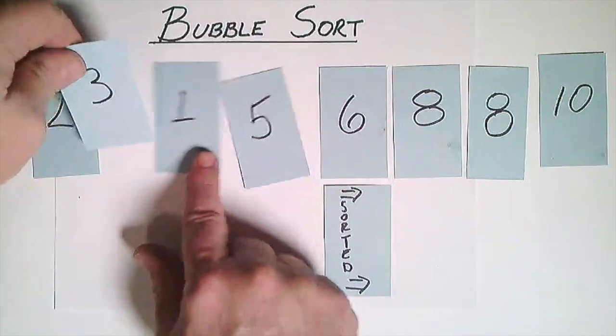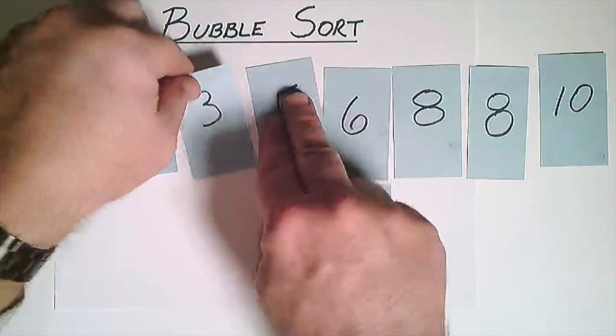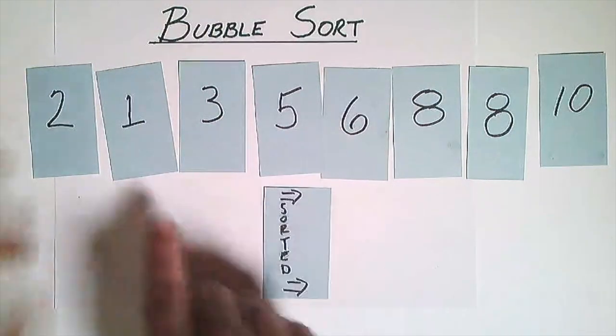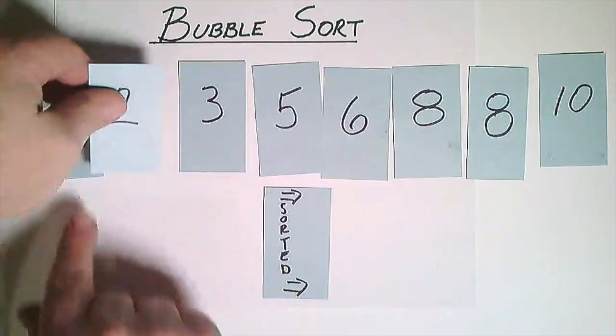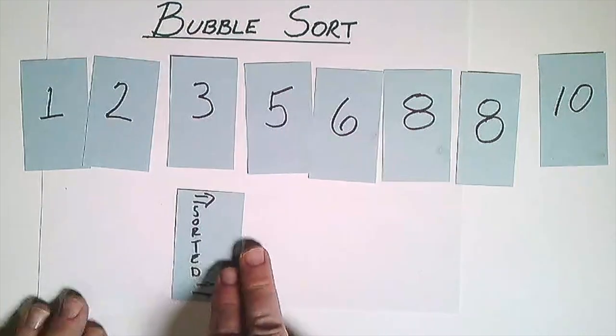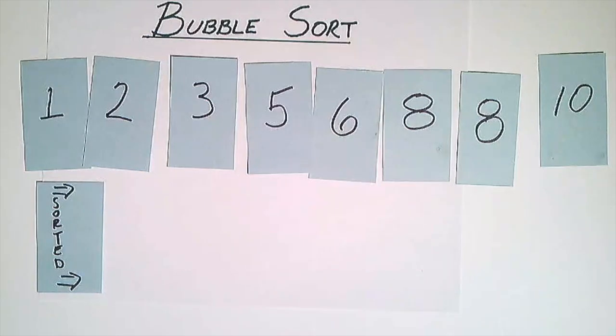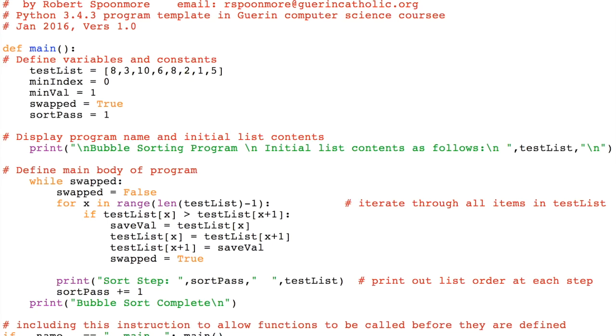3 swaps up, but the 5 stays in place. So we're sorted from the 5 to the right. The 1 and the 2 swap. We're sorted from the 3 to the right. We still have to check again from the 2. Then we're done.